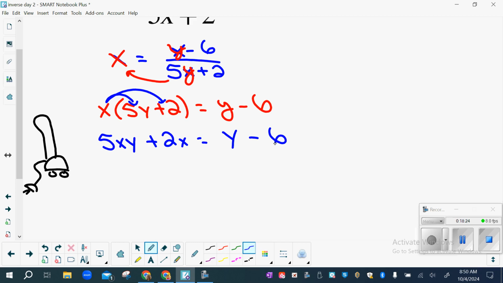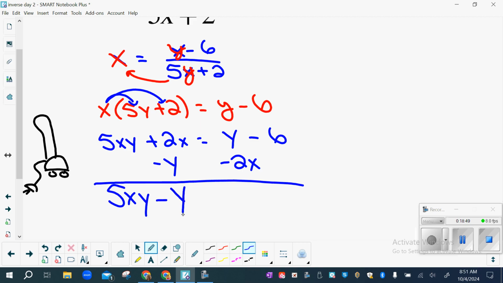Okay, here's kind of the trick. All the y's on this side, all the non-y's on this side. So he's got a y, he's staying. He doesn't have a y, he's going. He's got a y, he's coming over. He doesn't have a y, he's staying. So here's what I got. 5xy minus y equals negative 2x minus 6.